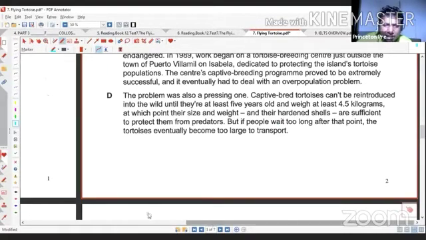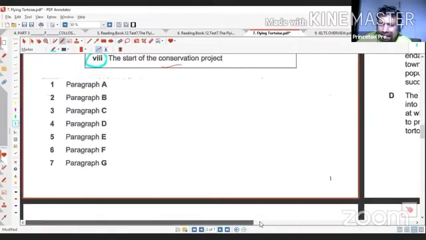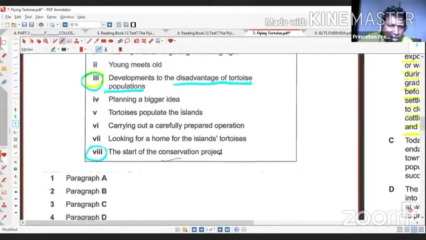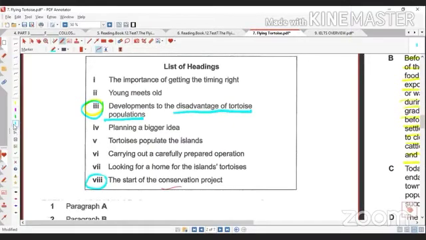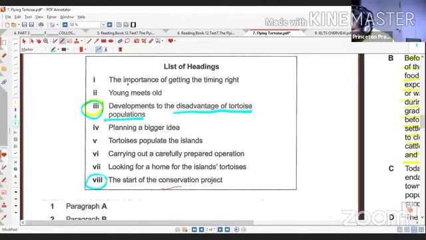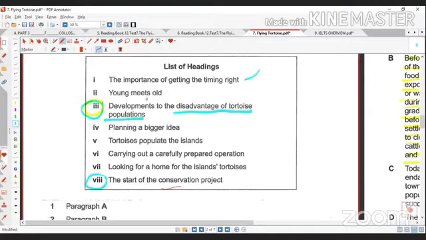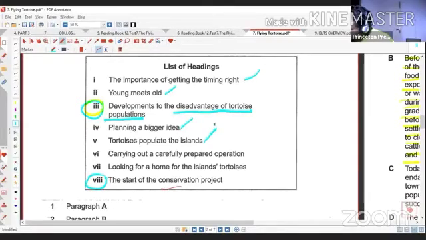What could be the heading? This one is a little bit easy because the paragraphs are shorter. Anybody? Importance of getting the timing right. Importance of getting the timing right. Could be. Let's see. Then young Meso, planning a bigger idea, tortoise population island, carrying out carefully, looking for a home for the island turtle. Which one do you think it is? Which one would you go for?